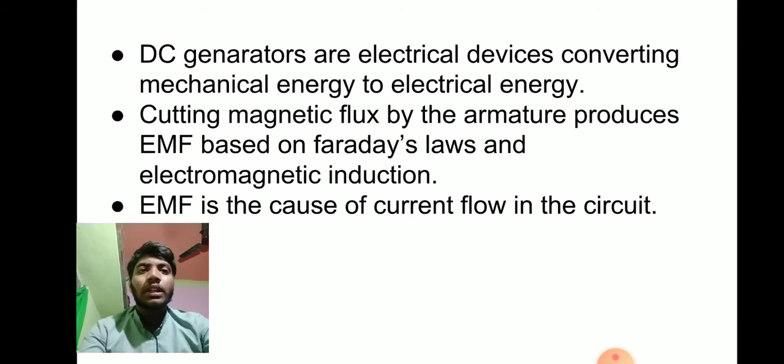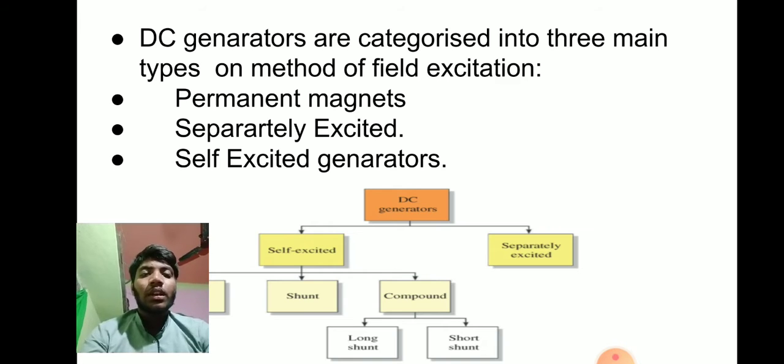DC generators are categorized into three main types based on their methods of field excitation: permanent magnet, separately excited, and self-excited DC generators. So again: permanent magnet, separately excited, self-excited.